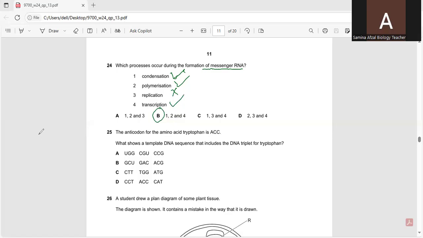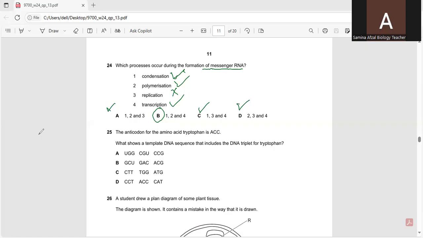So B is the correct statement, in which 1, 2, and 4 processes are involved in the formation of messenger RNA. Question number 25.